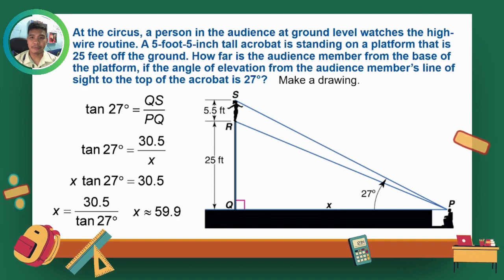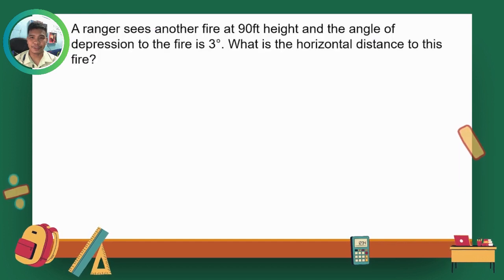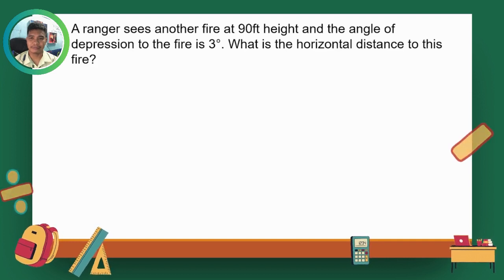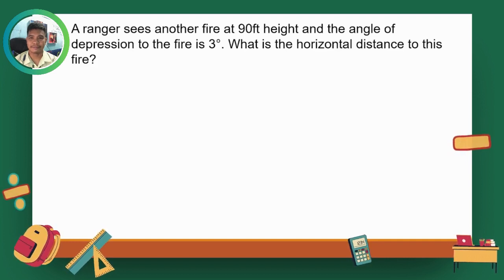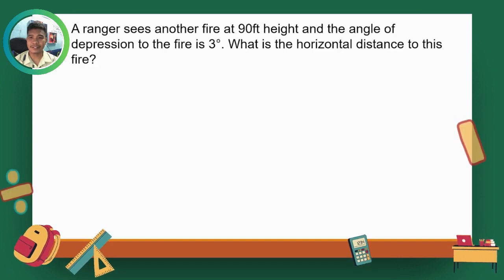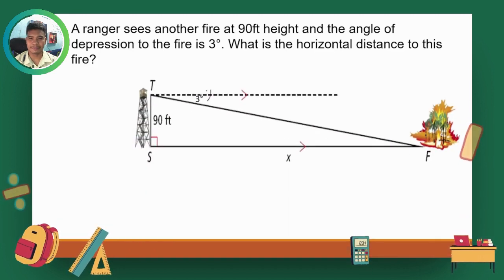For our next problem, be ready for your groupings. A ranger sees another fire at 90 feet height and the angle of depression to the fire is 3 degrees. What is the horizontal distance to this fire? First, you need to draw the right illustration for this problem.